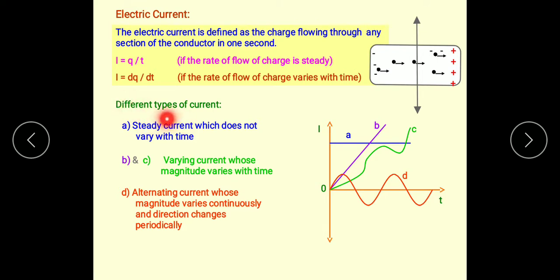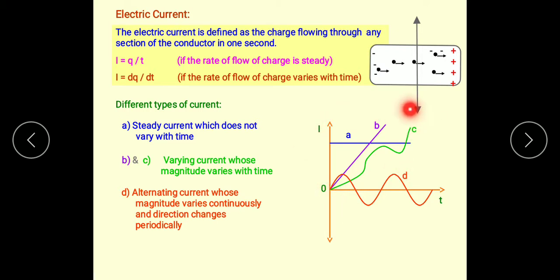There are different types of current. One is steady current, second is varying current, and the third one is alternating current. The steady current does not vary in magnitude with time. Its magnitude always remains constant with time.